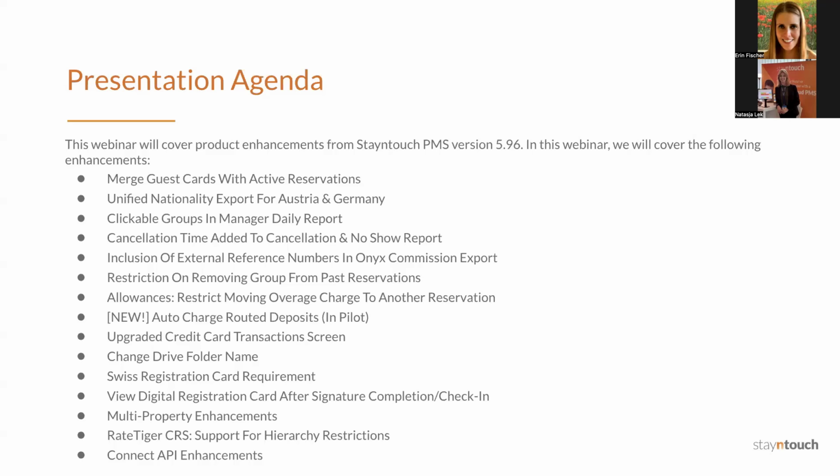Additionally, we'll go over our new auto charge routed deposits functionality, which is in pilot, as well as upgraded credit card transaction screen, the change to the drive folder name, Swiss registration card requirements, the option to view the digital registration card after signature completion and check-in. Please note digital registration cards are still in pilot as well. And then we'll also go over multi-property enhancements, some updates to Rate Tiger CRS, including support for hierarchy restrictions, and then finally Connect API enhancements.